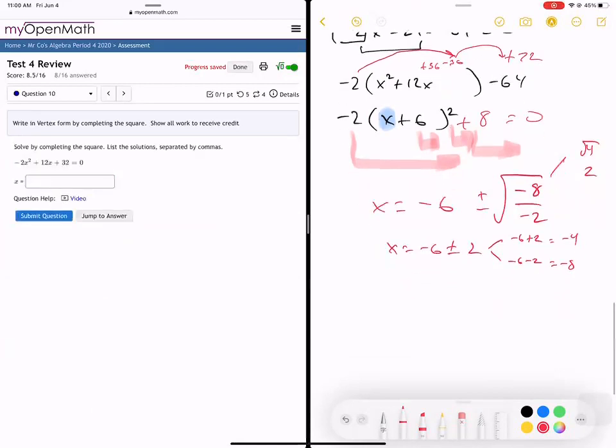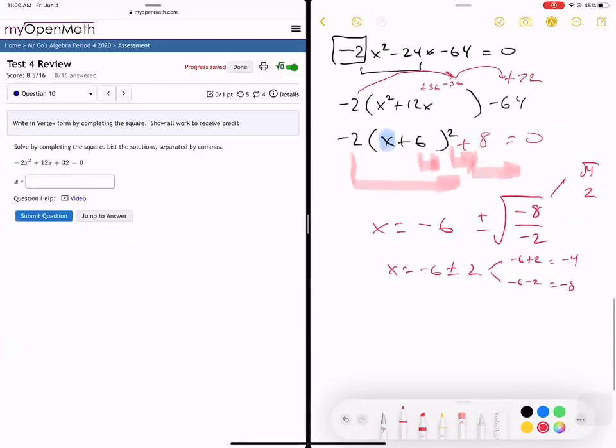Okay, we have another problem very similar to this. Completing the square. Let's go ahead and follow the same steps. We have -2x squared plus 12x plus 32 equals 0. We don't want the -2, so we're going to factor that out. -2 left over, x squared minus 6x plus 32 on the outside.